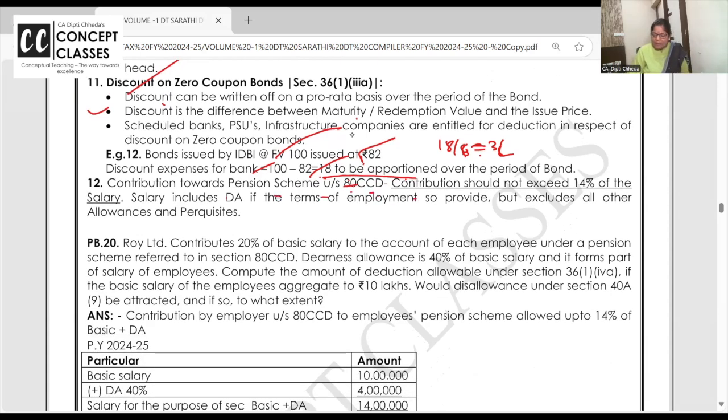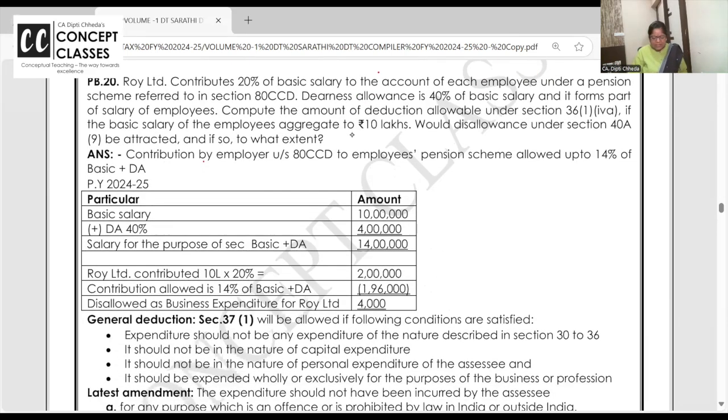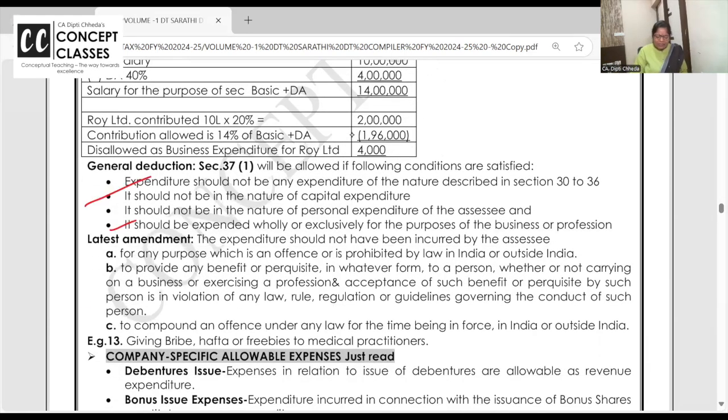Contribution to the national pension scheme. Employer can contribute 14% of basic and DA in the national pension scheme if he is opting for the default tax regime. If you opt out of the default tax regime, you don't go in 115BAC, then as an employer, you can contribute to the national pension scheme not 14% of basic and DA, just 10%. Is this clear?